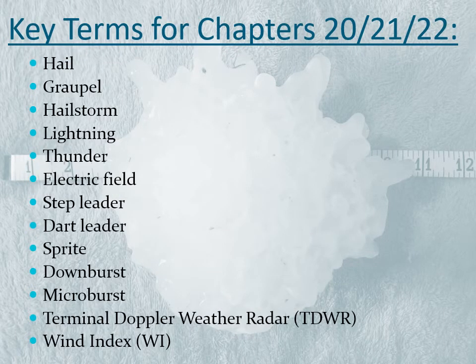Here's a list of some of the terminology we're going to get into. We've already talked a little bit about graupel and hail, thunder. A step leader and dart leader are different stages of a lightning bolt. Sprites are very interesting and relatively new phenomena that we discovered, I think maybe back in the 1980s, and we still don't know a lot about them. And then we'll talk a little bit about microbursts, downbursts, and what Doppler radar can do to help us.